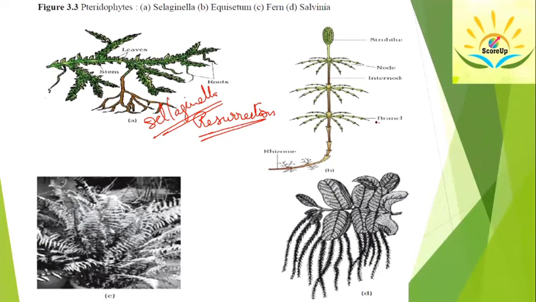Then this one is Equisetum. In Equisetum, the leaves are like pine. It has parts: branch, internode, node, then strobilus. This one is Salvinia. Salvinia is a water plant. Then this one is a fern, Nephrolepis.